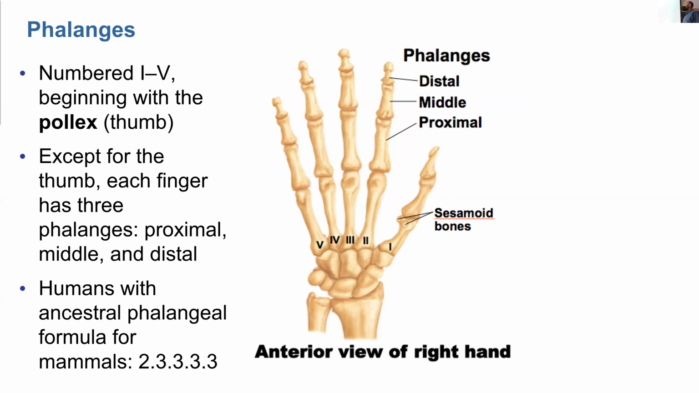For us, that's not terribly important, but if you take a comparative vertebrate anatomy course, for example, you'll see that lots of different vertebrates have lots of different formulas for those digits, and it becomes important for how they work functionally. But for us, what I want you to take away is that we've only got the 2 phalanges in the thumb and 3 in the rest of the fingers.